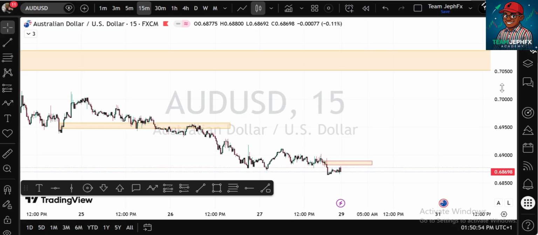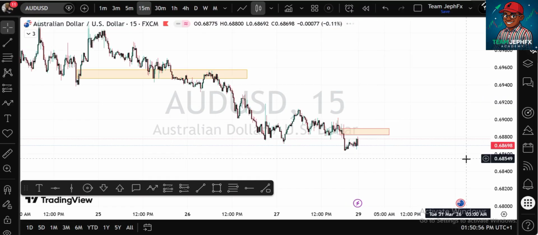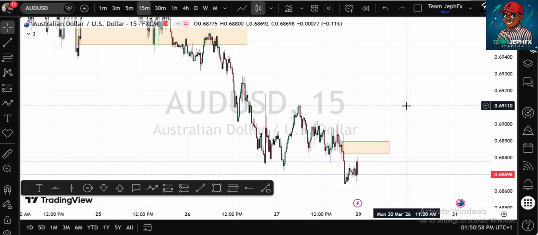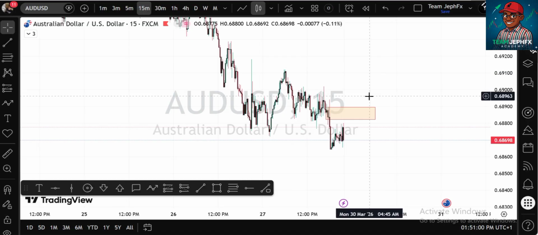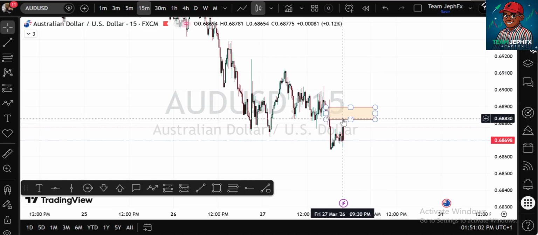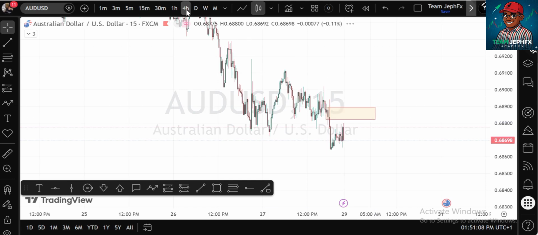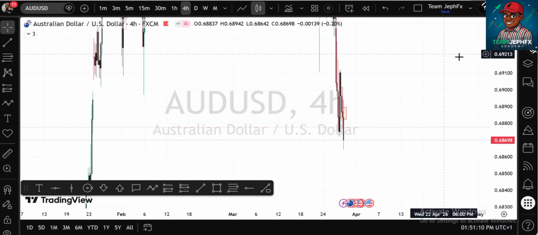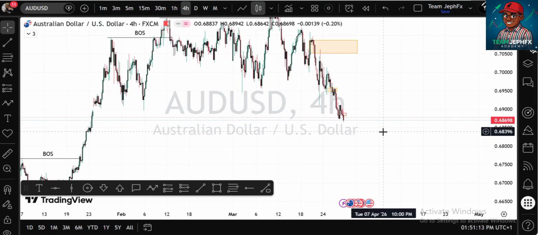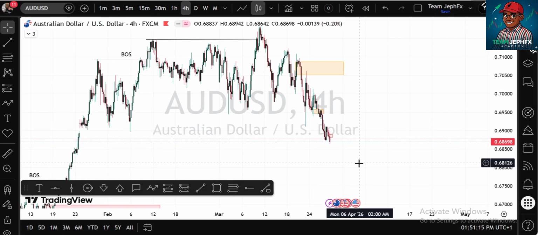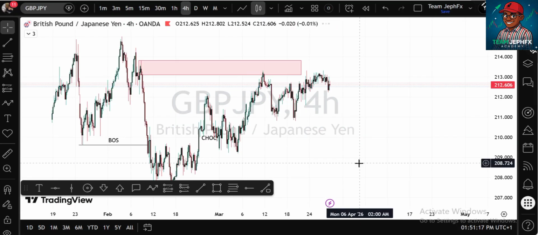And for my sell, when I brought the time frame down to 15 minutes, this is the closest order block I could see for now, and it is too close to the present market price. So on this particular pair, I'm not going to take any trades for AUD USD on Monday. I'll just wait and look at how the market wants to react on that pair.